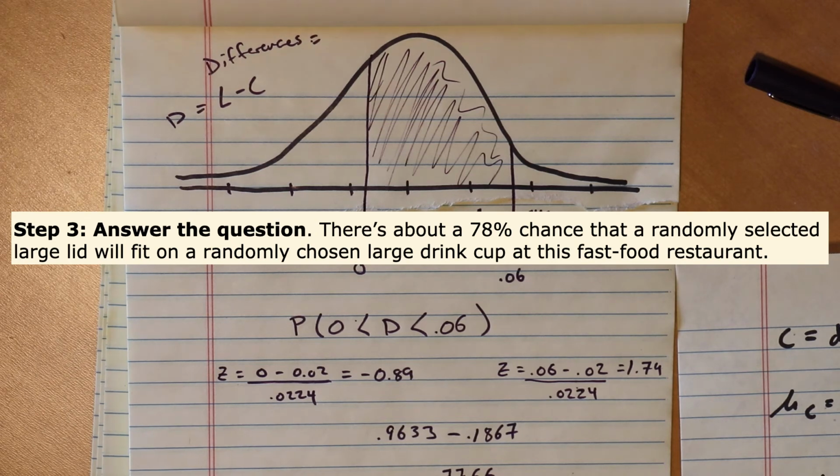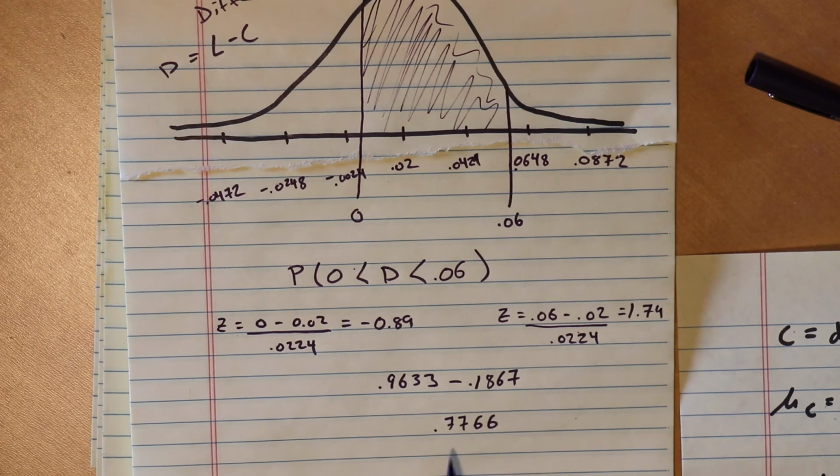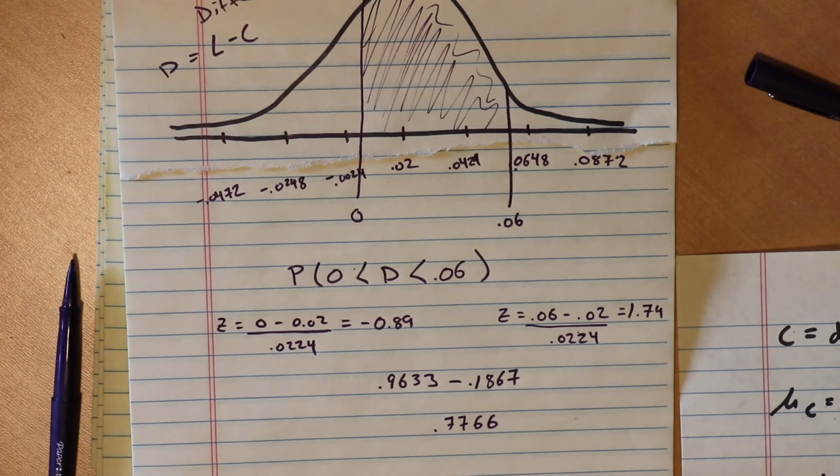cup at this fast food restaurant. Roughly 22% of the time, the lid won't fit. I don't know about you. So we have a probability of about 77%-ish, about 78%. So about 78% of the time, a randomly selected lid will fit on a randomly selected large drink cup at this particular restaurant chain.